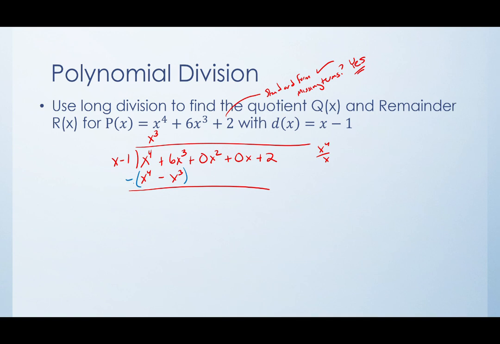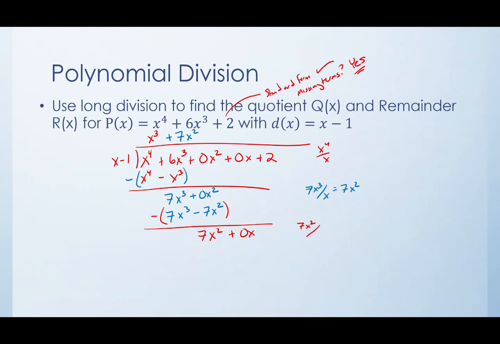So we've got 6 minus negative 1, so that's going to be 7x cubed. And we're bringing down the x squared just for good measure. 7x cubed over x, of course we're getting 7x squared. So 7x cubed minus 7x squared, and we are subtracting. So the x cubes will cancel. We've got 0 minus a negative, so plus 7x squared. Bring down the x term, 7x squared over x. We're going to get 7x. Imagine that.